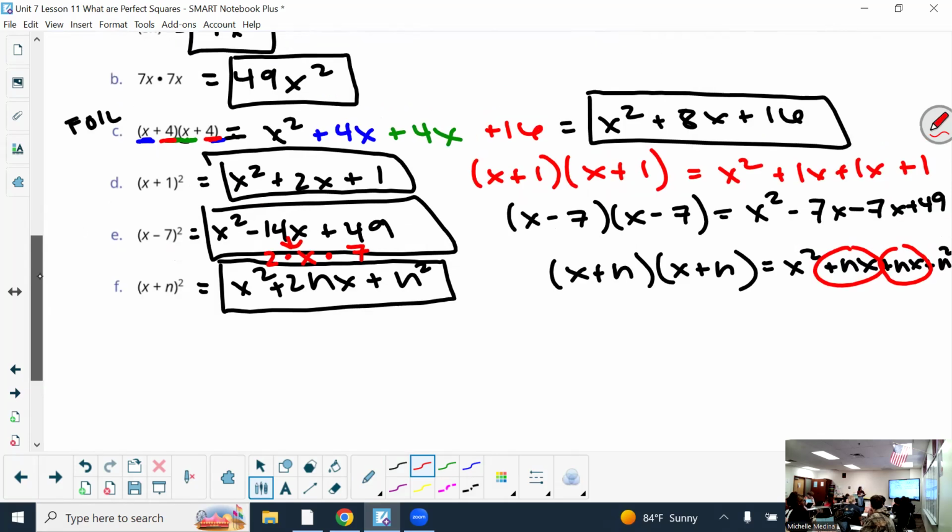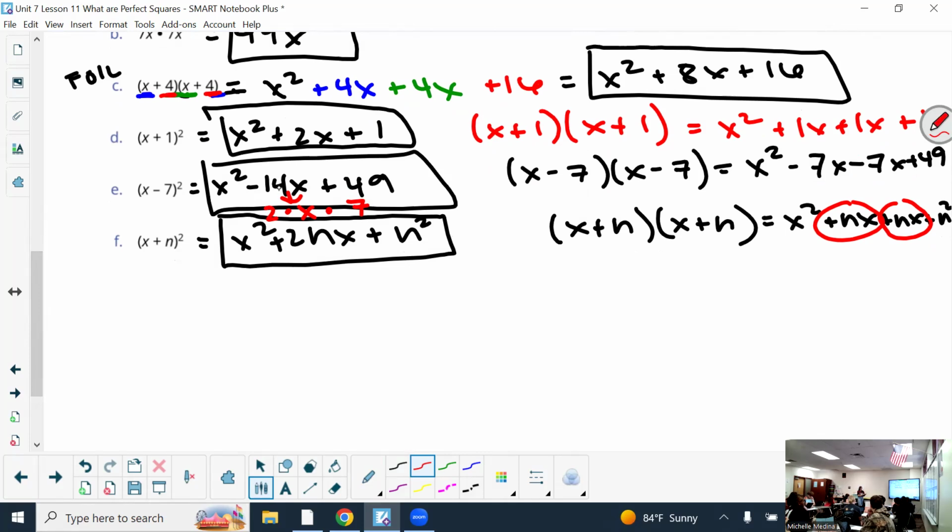I think it worked last hour, but isn't the 14 2 times x plus 7? Isn't it? 14x is 2 times x times 7. So that is our perfect square trinomial then. To recognize it just based off that, if you see the first term and the last term are perfect squares, and that middle term is 2 times the square roots, you have a perfect square trinomial.